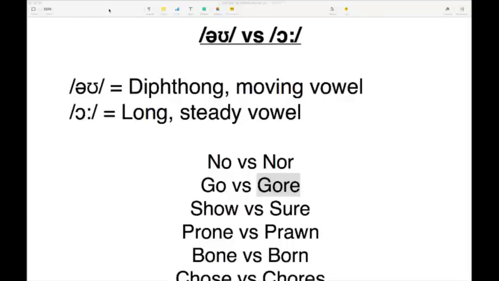Yes, President Gore, Vice President Gore, says Jana. That's a good example.